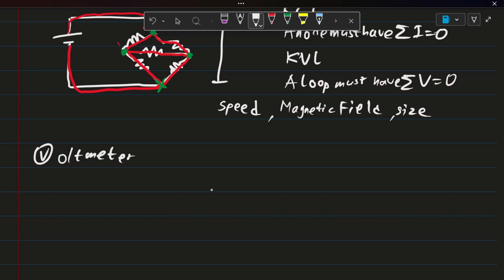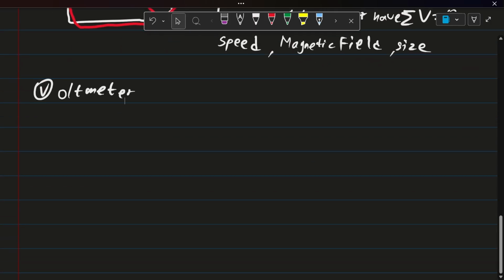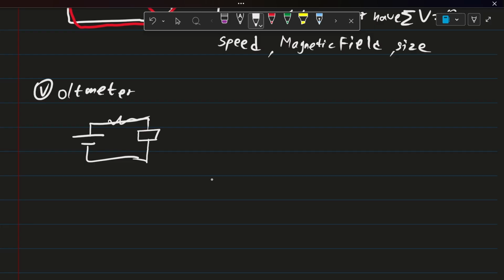So the voltmeter itself pretty much measures the potential difference between two different points. And the way that you would actually do this is by taking, let's say, a voltage and then probably some resistance as well. And we'll have this object, I don't know what it is, and I want to measure the voltage in between these two things.